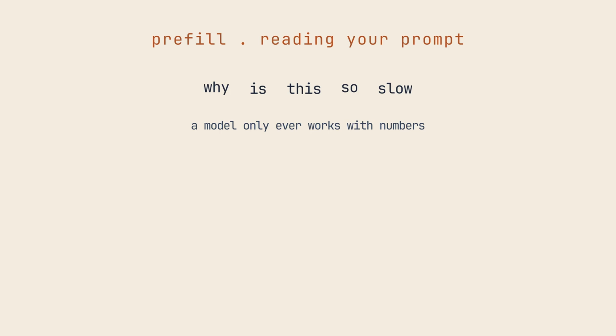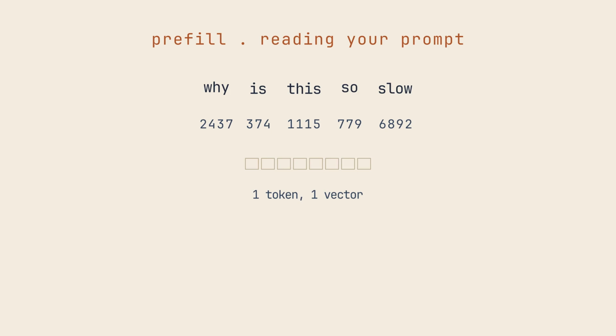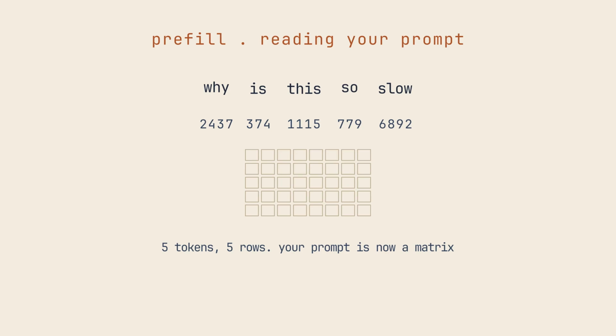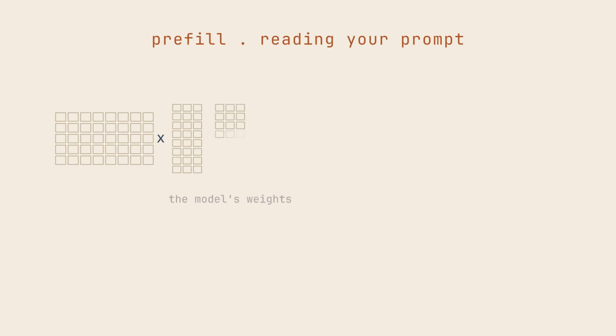Your model doesn't read words at all, right? It only ever works with numbers. So the very first thing that happens to your prompt is tokenizing. Your text gets split into tokens, and every one of those tokens is turned into a list of numbers. That list is what we call a vector. Now stack those vectors up, one for every token you sent, and what you have is a matrix. Your prompt has become a grid of numbers, and your model's weights are matrices too.